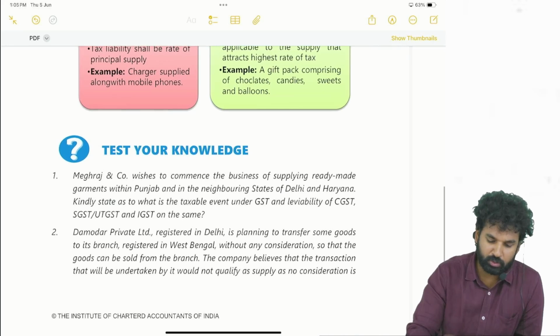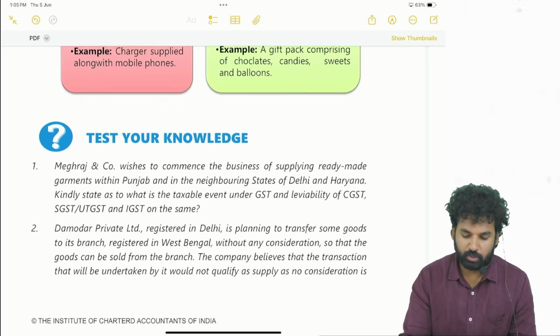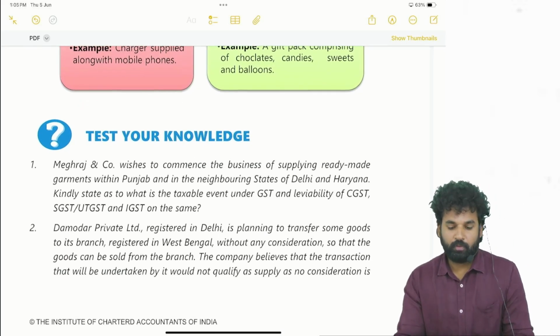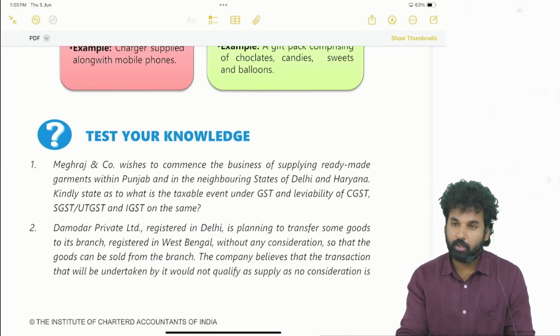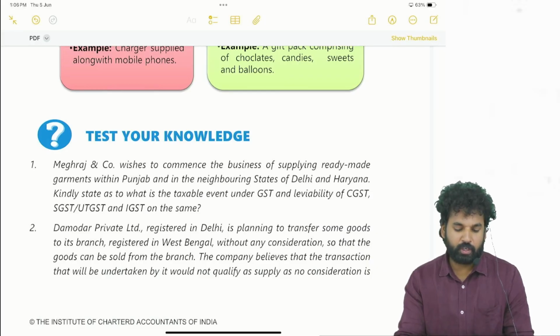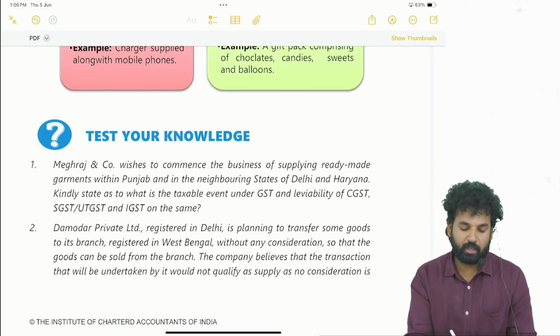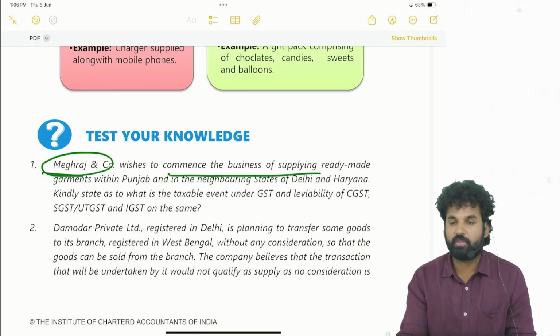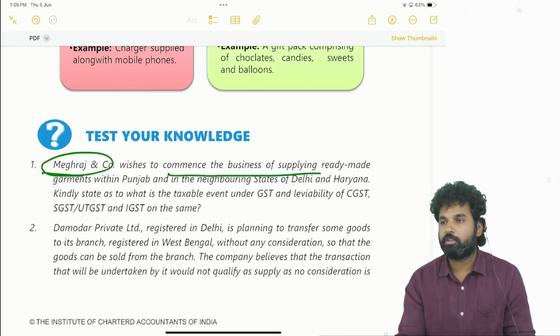We'll take up the questions now. See, first question: Megras and Co. wishes to commence the business of supplying ready-made garments within Punjab and in the neighboring states of Delhi and Haryana. Kindly state what is the taxable event under GST and the leviability of CGST, SGST, UTGST and IGST on the same. Okay, so Megras and Co. wishes to commence the business of supplying ready-made garments. So they wish to do the business in goods. Okay? Supply of goods.